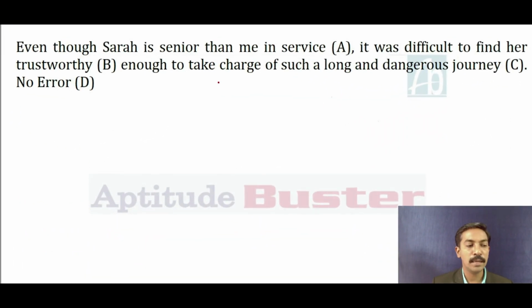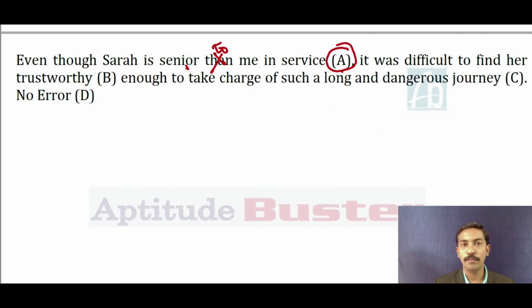Even though Sarah is senior than me in service, I believe we can stop reading the question here, because there is a comparison being made using the word senior, and we know for sure the word "than" is wrong. Therefore, the error lies in segment A. It should be "senior to me." How do you find answering questions and spotting errors using the logic? I believe you are finding it a cakewalk.